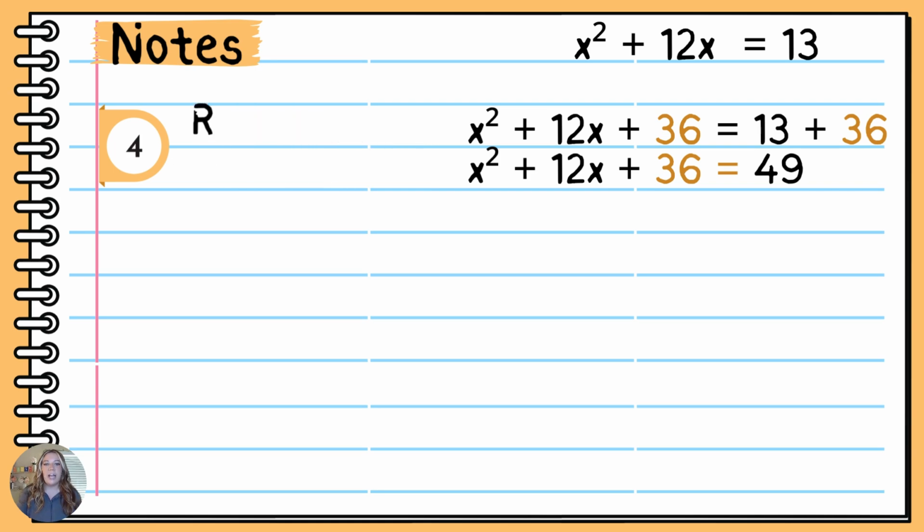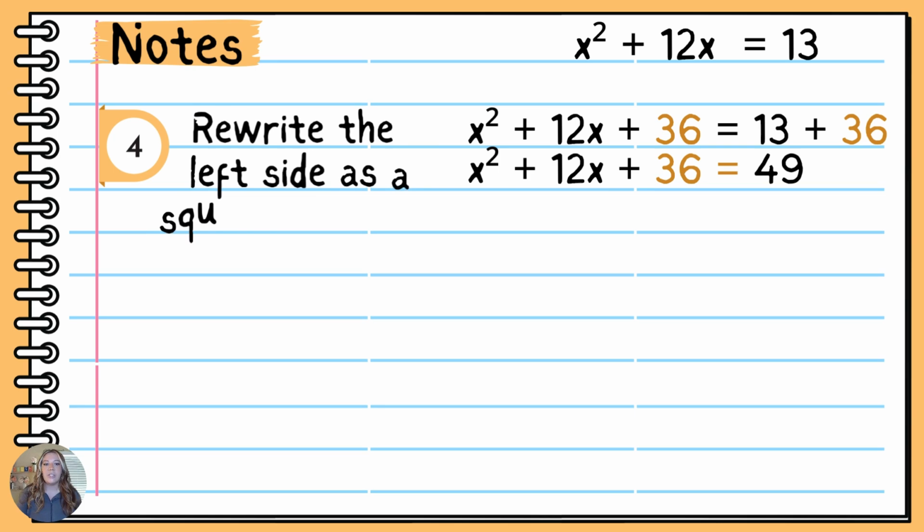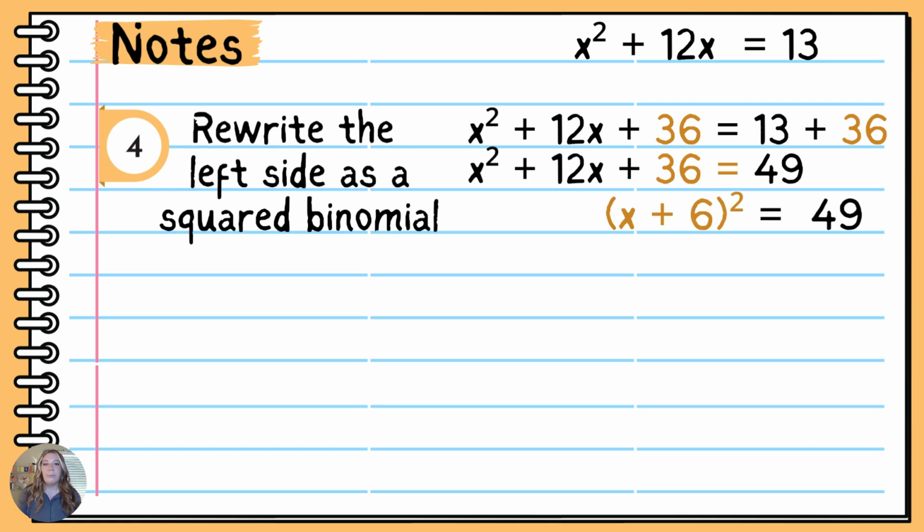On the left-hand side, we're going to rewrite it as a squared binomial. So we need to find what number times 2 would give us 12, and what number times itself would give us 36. That number would be 6. So we can rewrite that as x plus 6 squared, since we would get the same equation we started with.